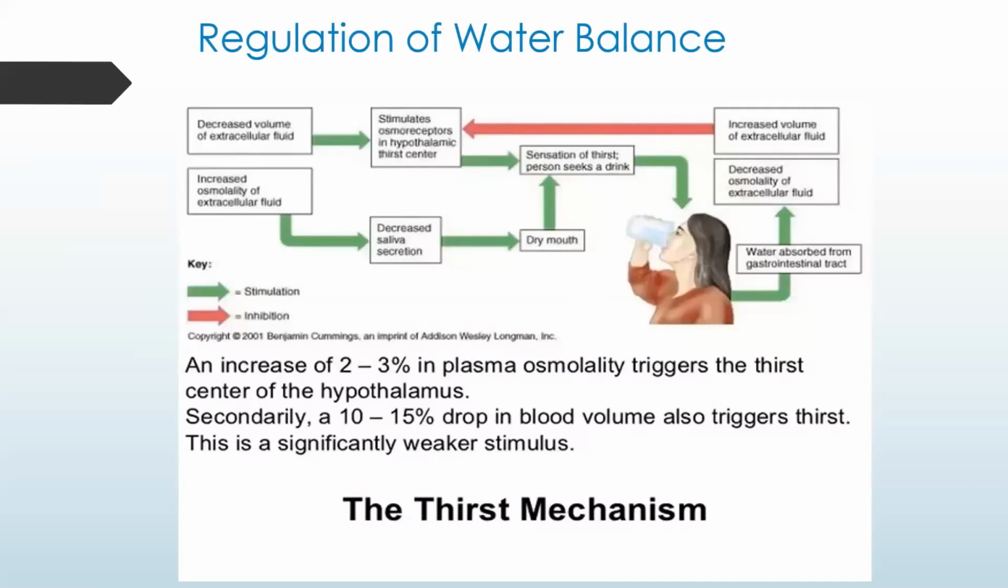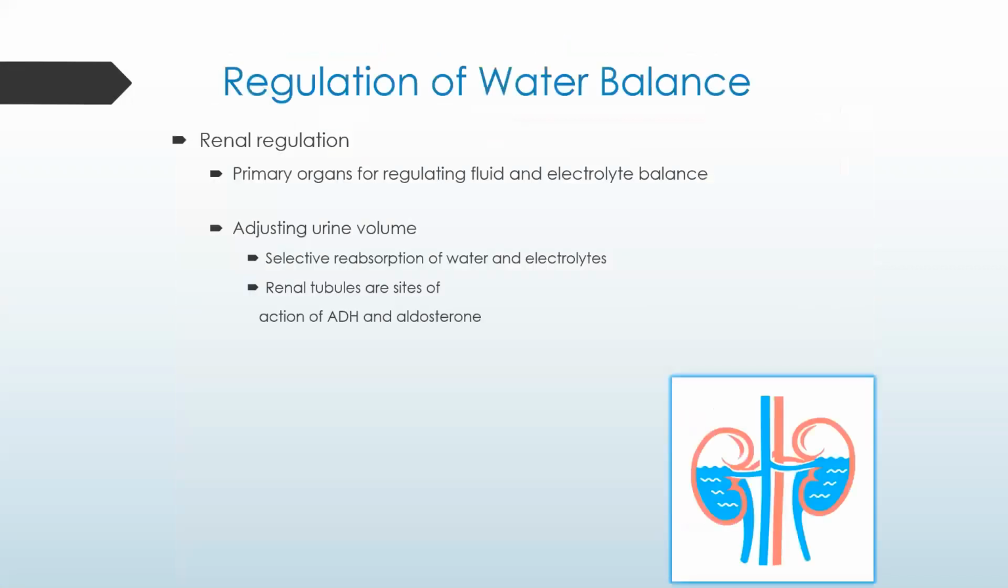An increase of 2 to 3% in plasma osmolality will trigger the thirst center of the hypothalamus. Remember, the thirst mechanism is less sensitive in older adults, increasing their risk of dehydration.